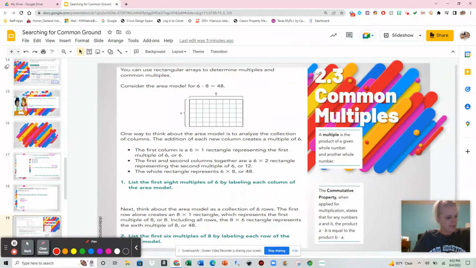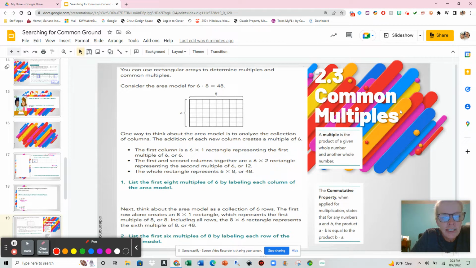Okay, so on the top of page 8, common multiples. Remember, common just means the same. And multiple, if you look at the word multiple, what do you think of? That's right, multiply. So we have an array, a rectangle area model, 6 times 8, which is going to be 48. So when you multiply them together, you're going to get a multiple, right?